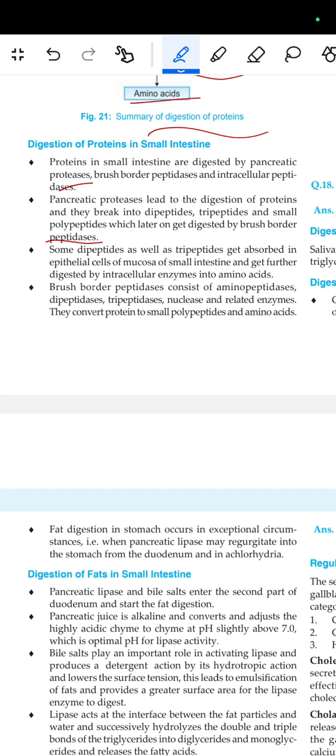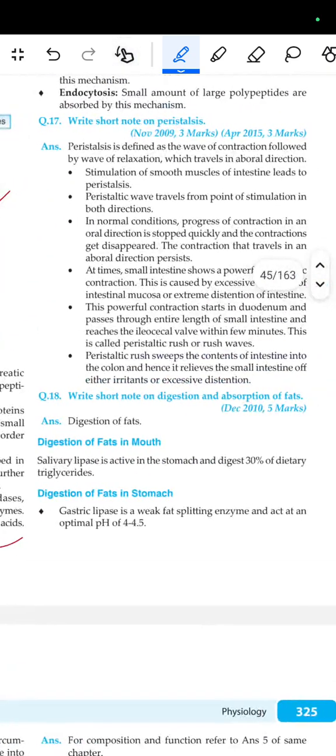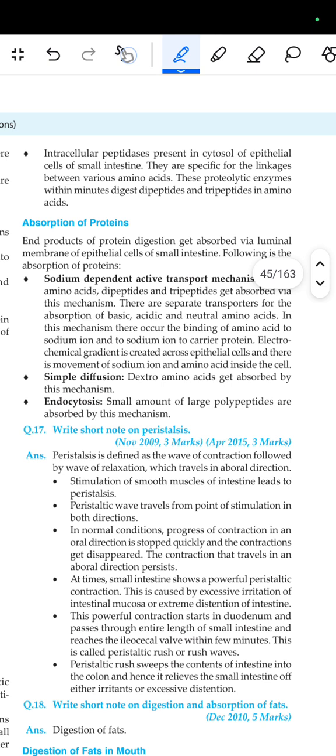Brush border peptidases consist of aminopeptidases, dipeptidases, tripeptidases, nuclease, and related enzymes. They convert the protein to small polypeptides and amino acids. Intracellular peptidases are present in the cytosol of the epithelial cells of the small intestine. They are specific for the linkage between the various amino acids. These proteolytic enzymes within the cell digest dipeptides and tripeptides into amino acids.